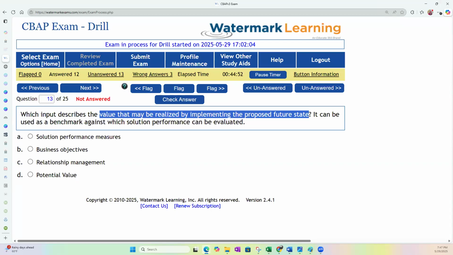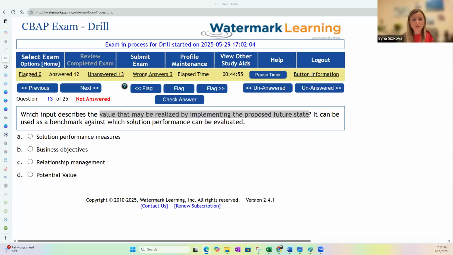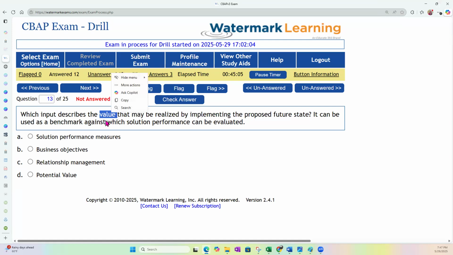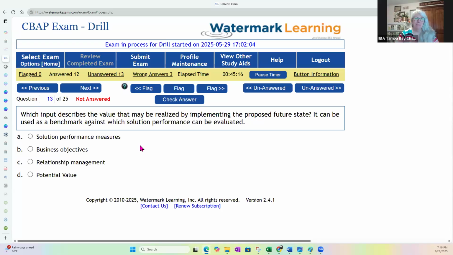I don't recall. Maybe potential value. Value that may be realized by implementing the proposed future state. Got the word value here. Yeah. I'm thinking about the mnemonic, and I'm trying to force it into that mnemonic. Yeah.